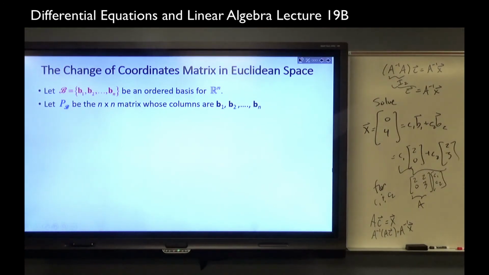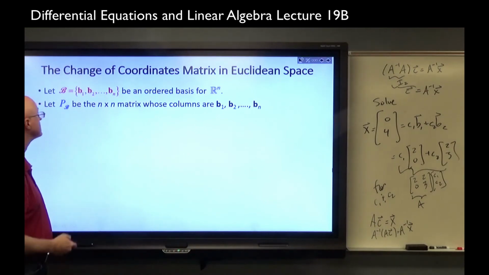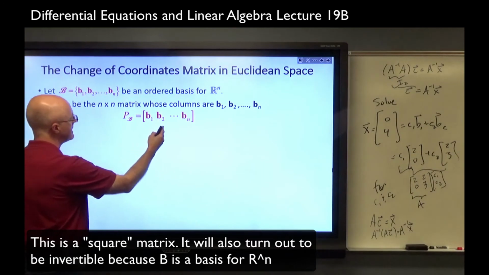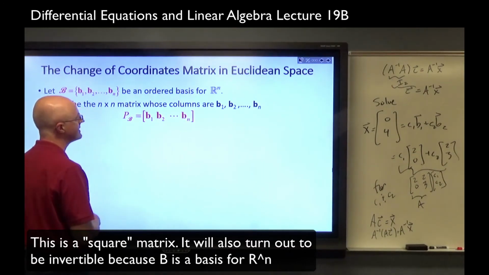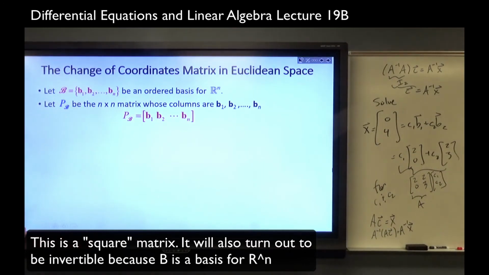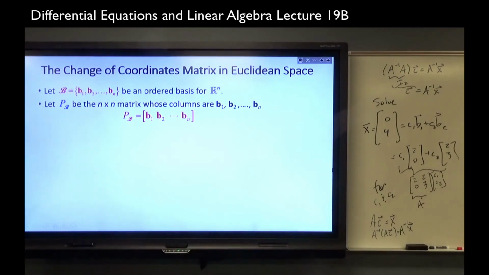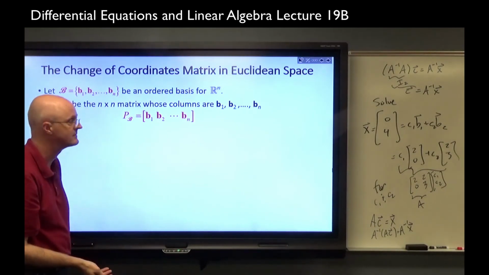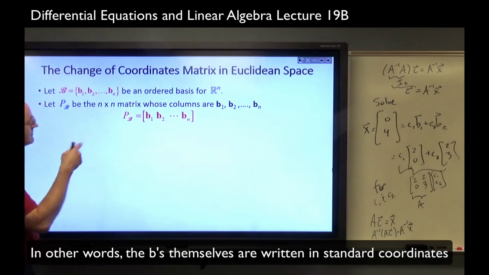Let P sub B be the n by n matrix whose columns are the vectors in the ordered basis, in that order. First column is b1, second column is b2, etc. The last column, the nth column, is bn. And this will be an n by n matrix because those vectors are all n-dimensional. I'm implicitly assuming when I put these in the columns that I'm using the standard coordinate system. So these are the coordinate vectors of B with respect to the standard coordinate system.